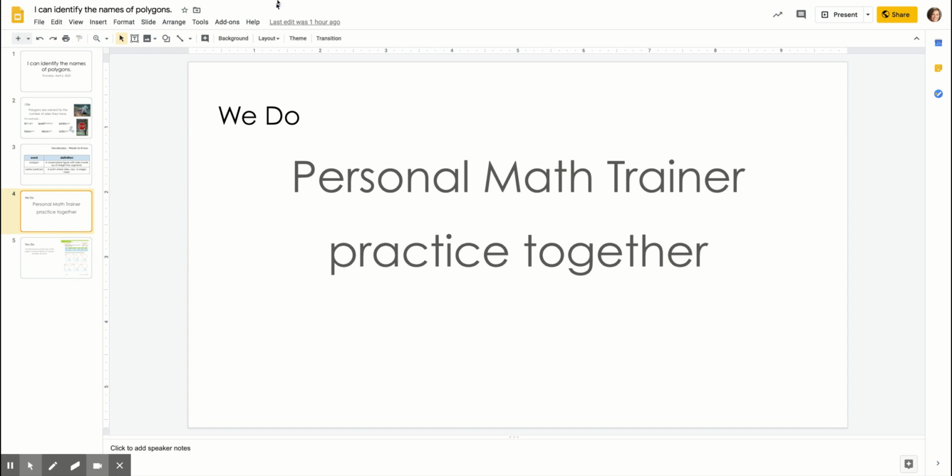So first of all, let's count my number of sides. 1, 2, 3. So in this box, I'm going to put a number 3. And then remember we talked about where the 2 sides meet, we have a vertex. So here's 1, 2, 3. 3 vertices. And a polygon with 3 sides and 3 vertices is a triangle.